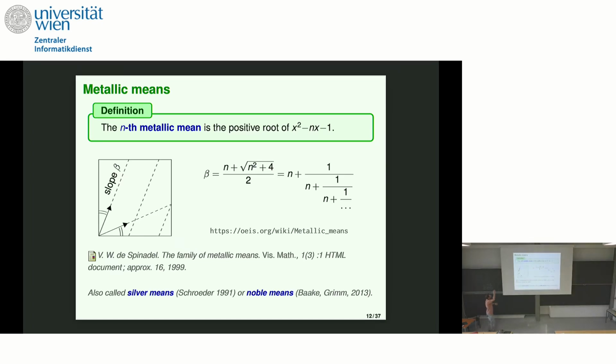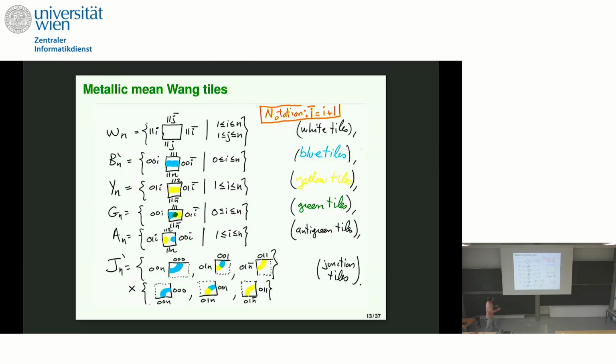So these are the numbers such that their continued fraction expansion is n. Sometimes they are called metallic mean, silver means, or noble means. I call them metallic mean. So these are the tiles. Okay, so you have different kinds of tiles.